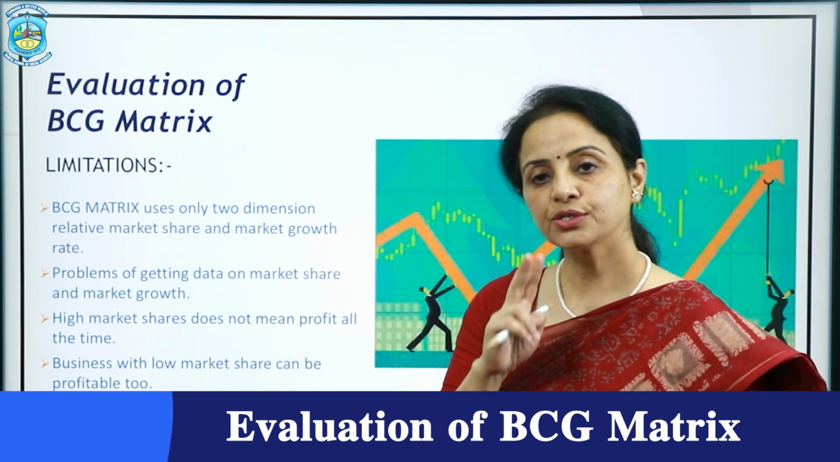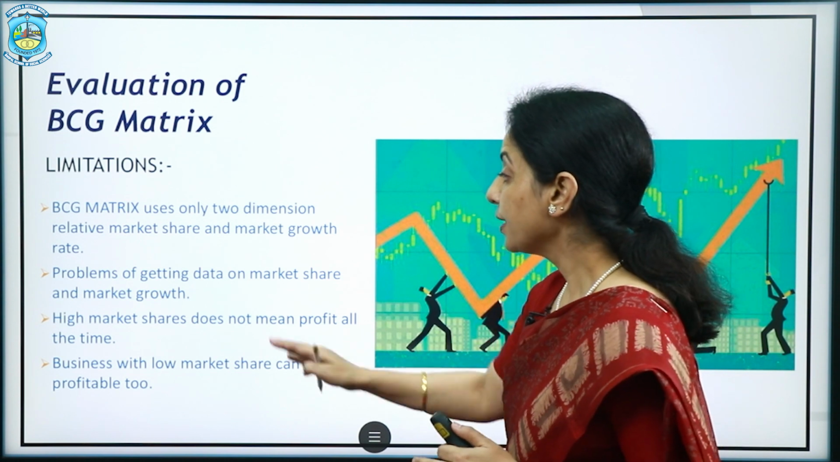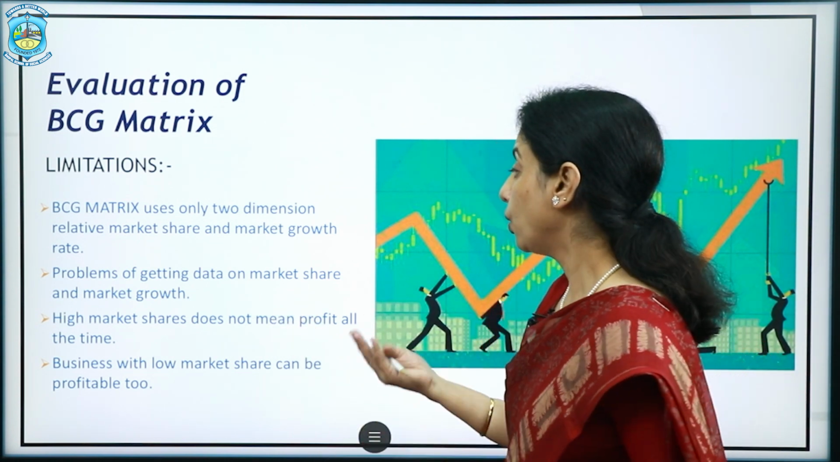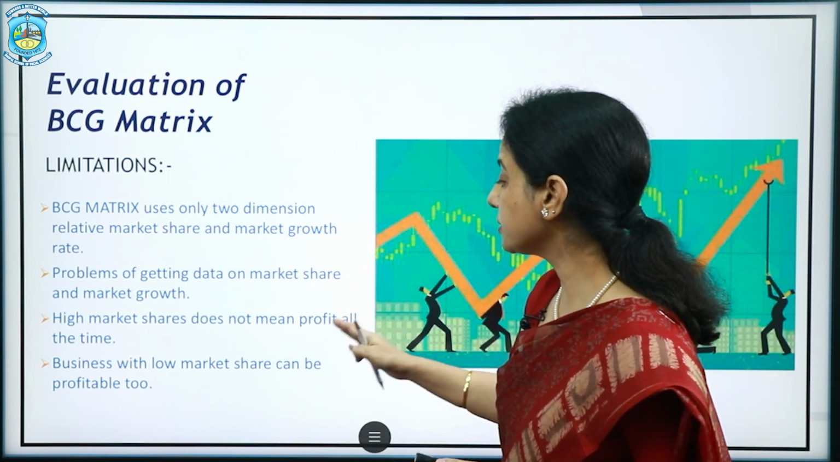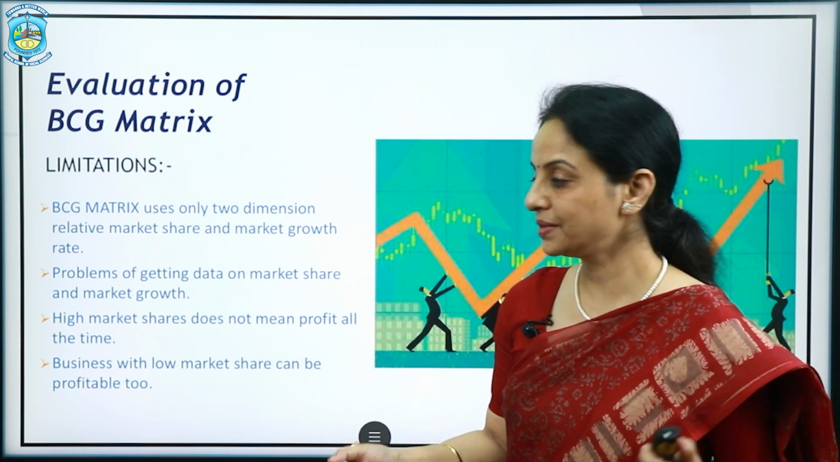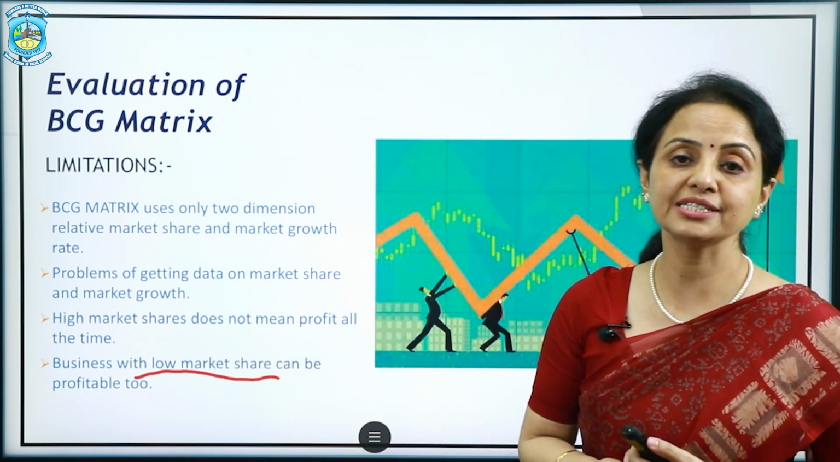And let's look at the limitations of the BCG matrix. BCG uses only 2 dimensions, relative market share as well as the market growth rate. Problems of getting data on market share and market growth are a little cumbersome. High market share does not mean profit all the time, and businesses with low market share can also be profitable sometimes.